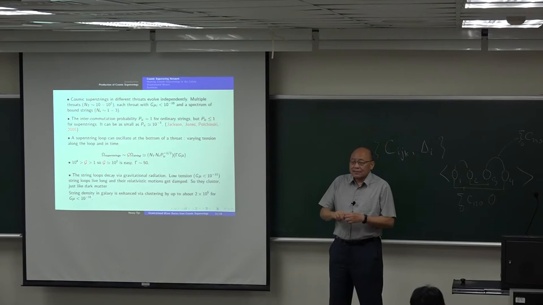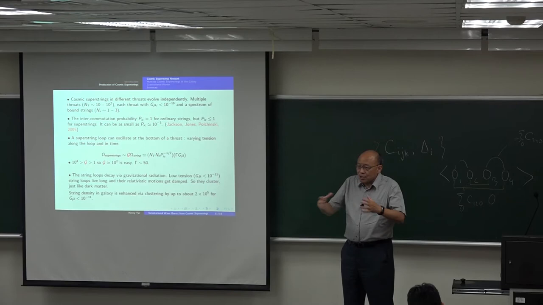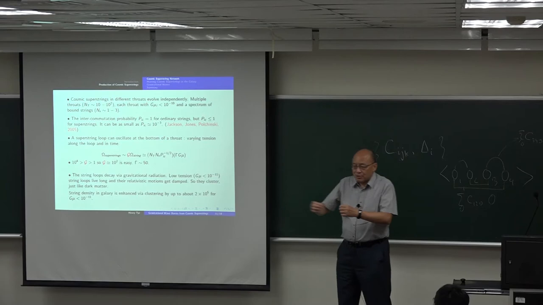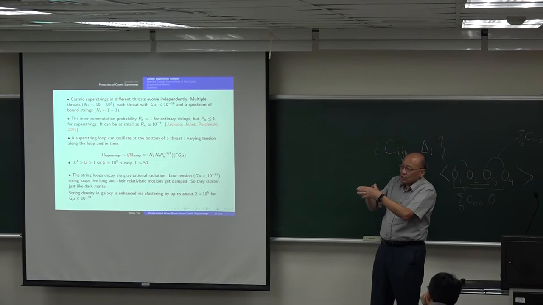So what we want to say is that there's another feature. If the tension is low, then the gravitational radiation will be weak, and so the loops will live long. At the same time, if they live long and the gravitational radiation is weak, they will not move around as much. Earlier, something called the rocket effect: if I have a gravitational burst of a string, then the recoil will boost it. So this is called the rocket effect, and they will move around, and then they will be relativistic.